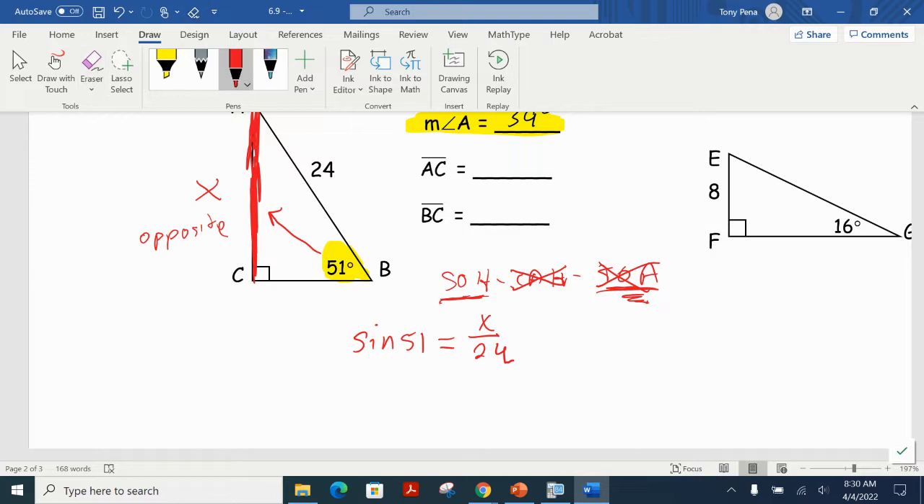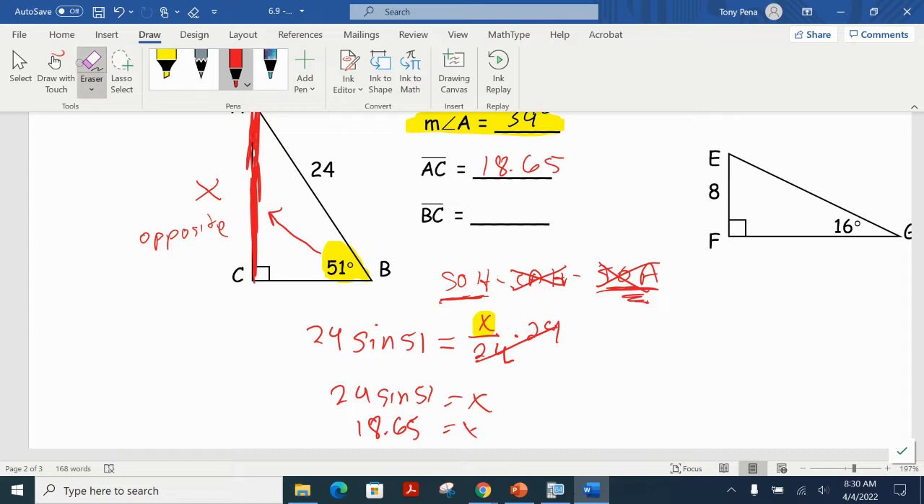All right, Armando, what did you do to solve this? Good. Since we're trying to solve for the x there, we want to get rid of the 24. So we're going to multiply both sides by 24 so it cancels. So what you are plugging into your calculator is 24 times the sine of 51. All right, what'd you get there, Armando? What should that be? Good. So x should be 18.65. Now we know the length of that side.